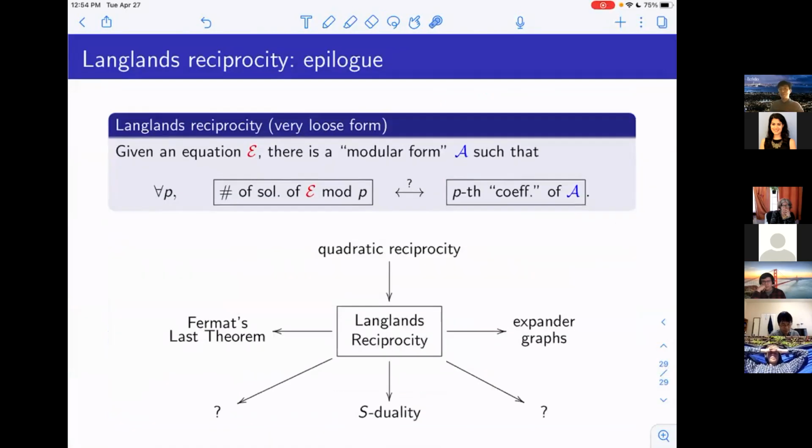So that's a summary slide where I restated the Langlands reciprocity conjecture, which was motivated by the prototype of quadratic reciprocity. And in particular, it allows us to settle Fermat's theorem, for which a special instance of this reciprocity law turned out to be enough. But it also has implications outside of pure math, such as constructing expander graphs, Ramanujan expander graphs, or the so-called S-duality in mathematical physics. But it's really about time to finish.